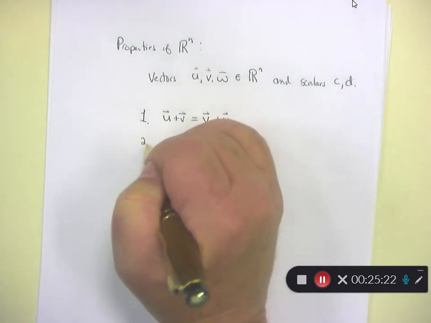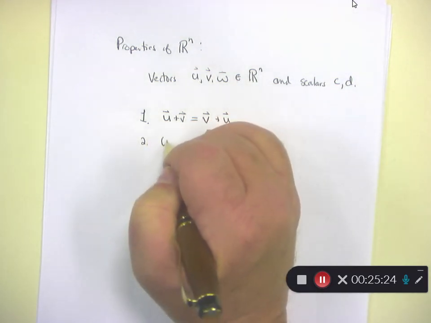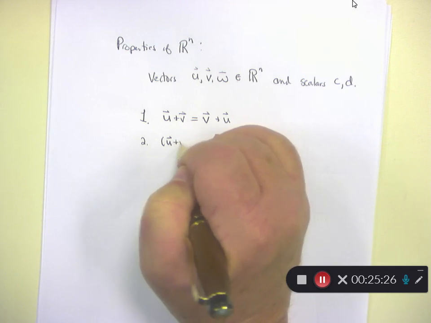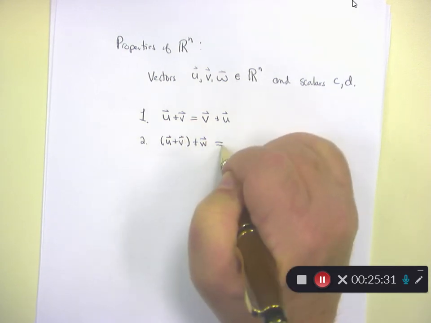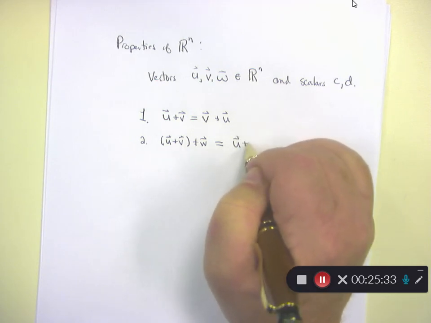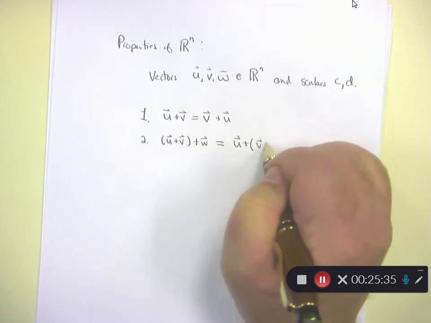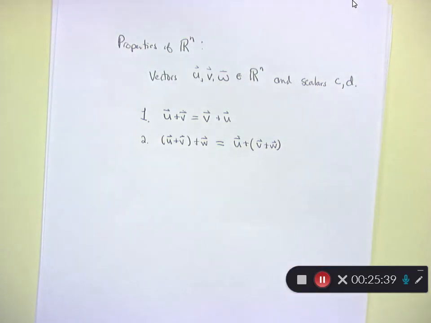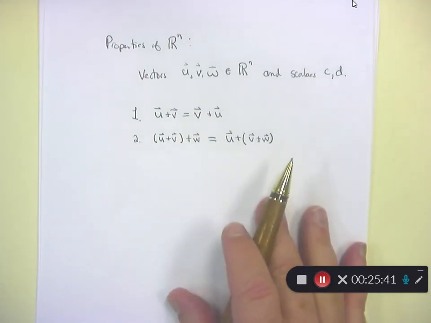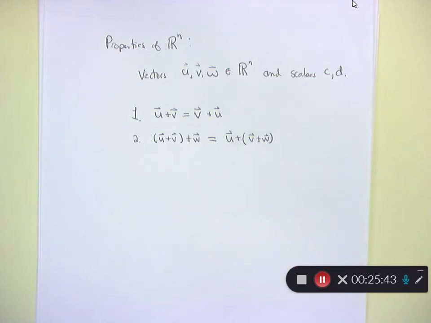Property number two. If I take vector U and add it to vector V and then add that to W, that would be the same thing as taking vector U and then adding that to vector V plus vector W, where you added vector V and W first. What do we call this? Again, in terms of mathematics here, I moved the parentheses. That's called the associativity property.